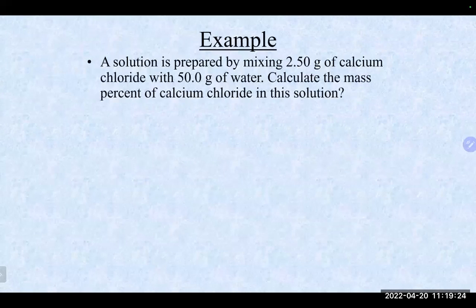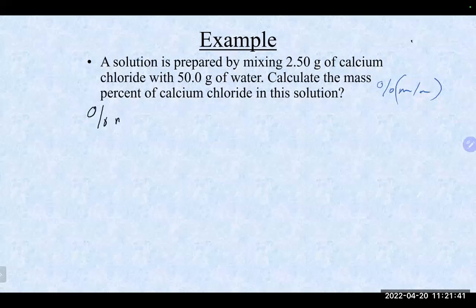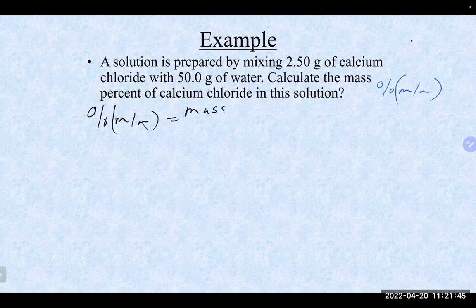All right, let's try one here. A solution is prepared by mixing 2.5 grams of calcium chloride with 50 grams of water. Calculate the mass to mass percent of calcium chloride. So commit, see what you come up with, but we're looking at mass to mass here. And that is the mass of the solute divided by the mass of the solution times 100%.